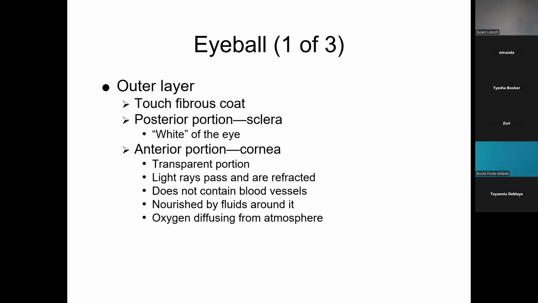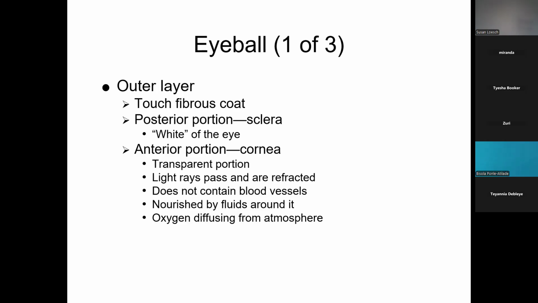The middle layer is called the uvea. So remember I said when you have uveitis, that's that middle layer that's infected or inflamed. The uvea is made up of the choroid, and so it's darker. It's adjacent to the sclera. The dark color helps absorb light and prevents the light from reflecting inside that orbit. There are blood vessels in the choroid, and these supply the retina. If that choroid gets pulled away from that retina, like in a retinal detachment, then that retina is not getting any nutrients.